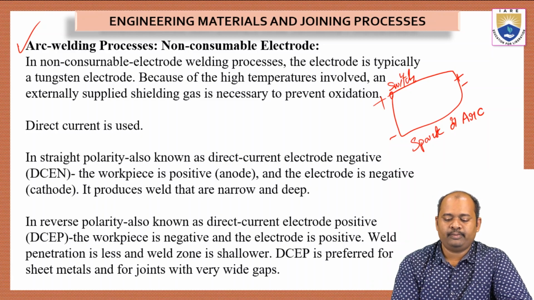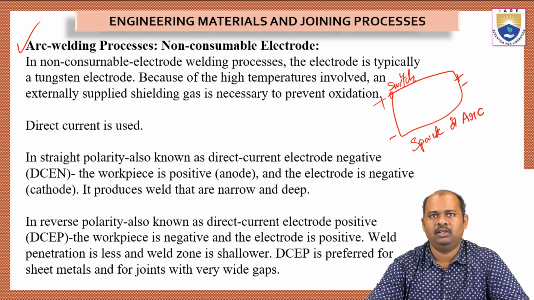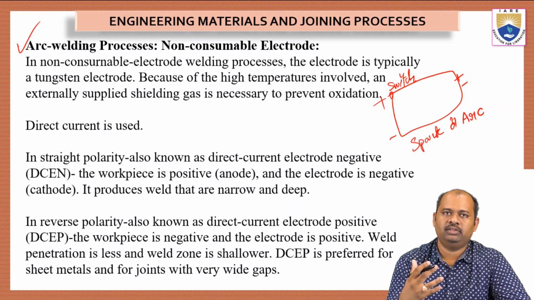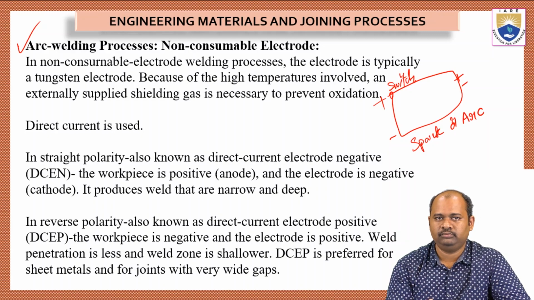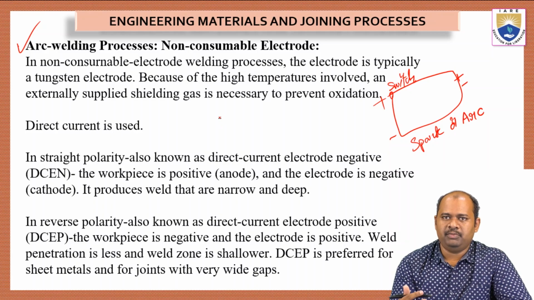So the process here is non-consumable electrode type welding. In this process, we are going to use an electrode that is non-consumable. That means I'll show some figures in the coming slides.